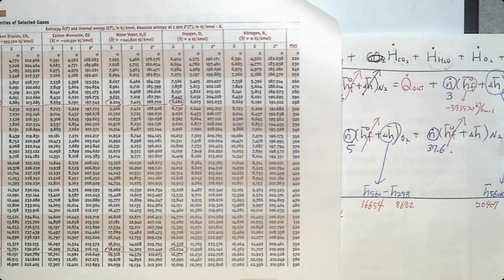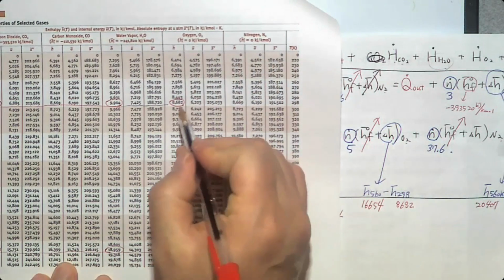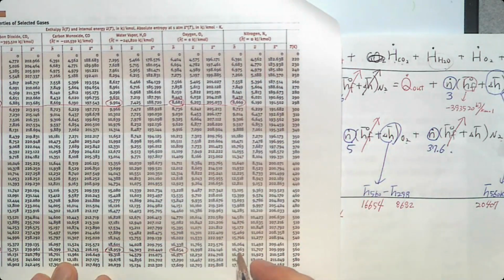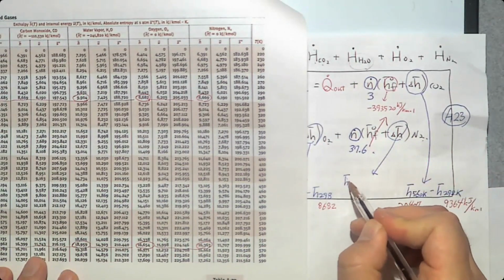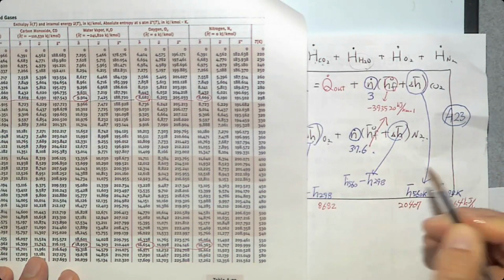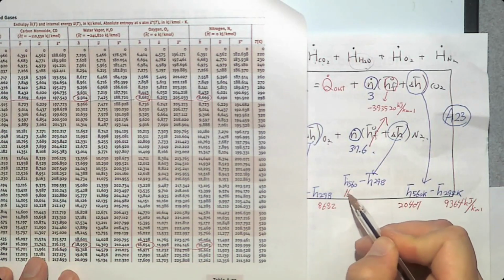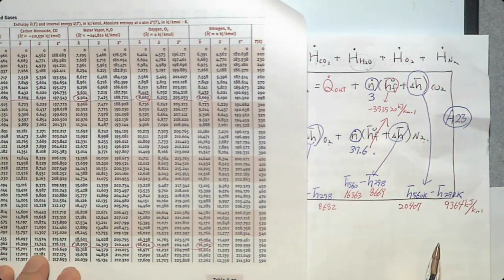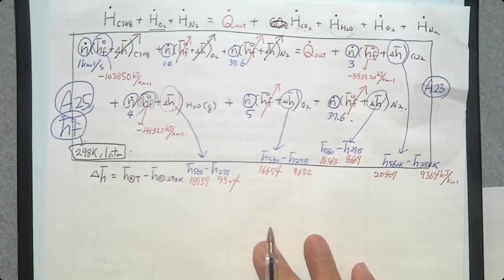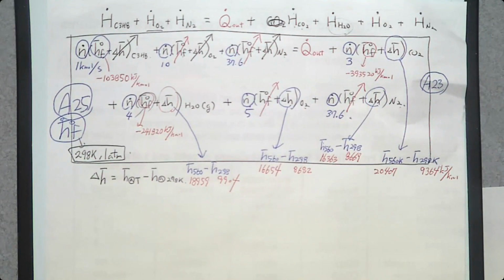Then finally, nitrogen. Where is nitrogen? The last three columns. H bar at 298, this number. H bar at 560, this number. So 60. Write it here: H bar at 560 minus H bar at 298. So this one is 16,363, 8,669. That's how you find all the values in this energy balance equation. Any question?